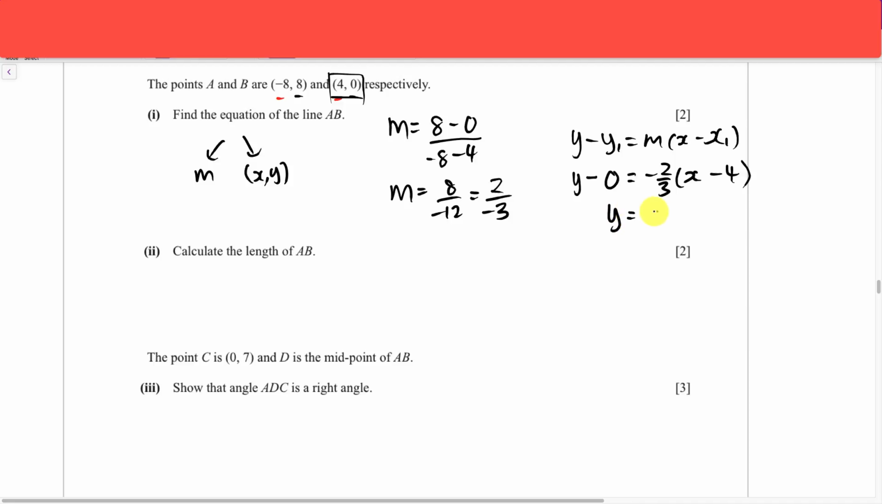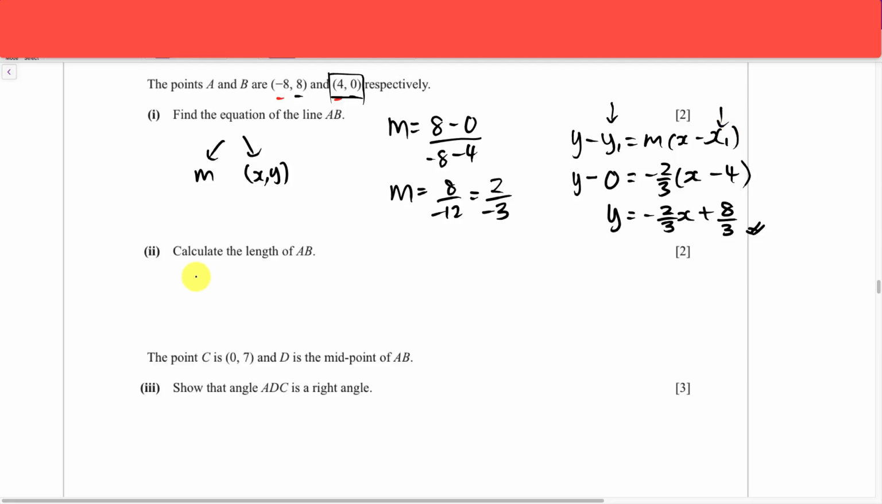Basically y will equal negative 2 over 3x, and then plus 8 over 3. This one should be my equation. So you just let your coordinate here become the x1 and y1. Then you basically sub into these two locations. Alright, so find the length of AB.